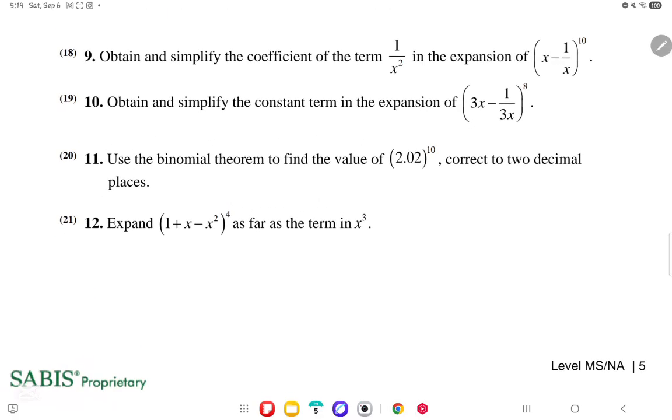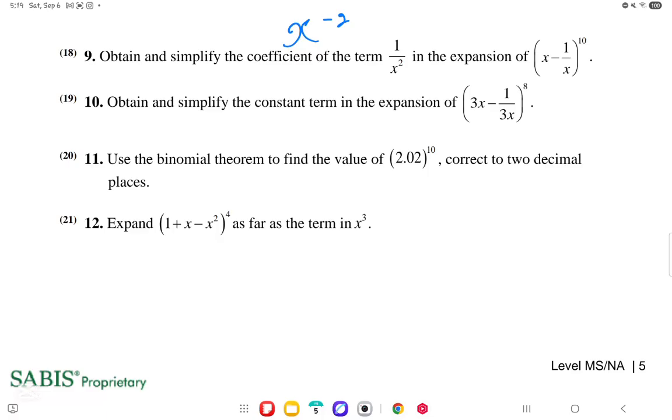What does it say? Obtain and simplify the coefficient of the term 1 over x squared in the expansion of this. So first thing we need to do is we don't ever like to see any x in the denominator. So we will take it up. When we take it up, it will be x to the power of minus 2. Why? It was x to the power of 2. But when you take it up from the denominator, the 2 will change into a negative 2. Or if it was x to the power of 5, the 5 will change into minus 5.